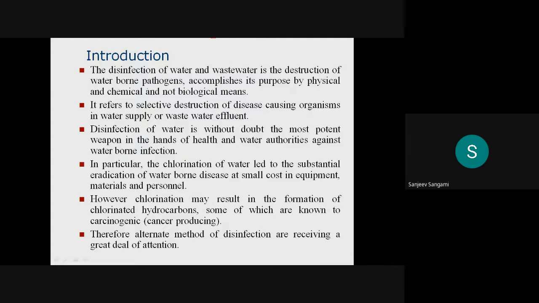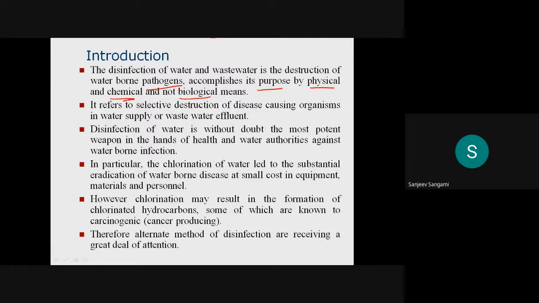Remember this: it is the destruction of waterborne pathogens, which accomplishes its purpose by physical and chemical, and not biological means. So it is killing the pathogens with the help of physical activity and chemical activity. We'll see how the physical activity is going to happen and how the chemical activity is going to happen. When you add any disinfectant to water, two reactions are going to happen: physical reactions and chemical reactions. What are those physical and chemical activities?